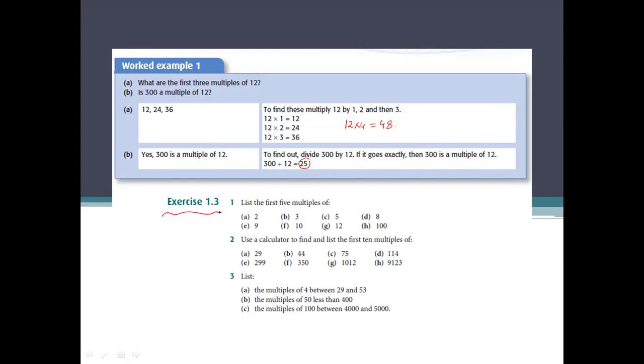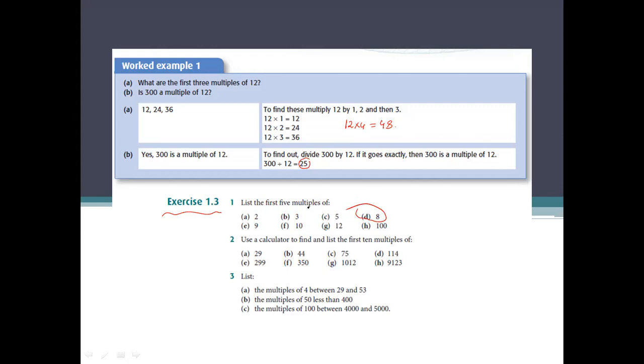And there is some exercise 1.3. The first one: list the first 5 multiples of these numbers. For example, I want to solve option D. The others you can check yourself. Please stop the video and check yourself.